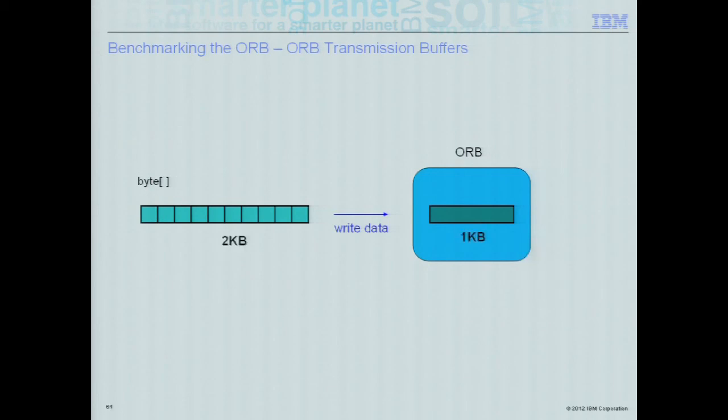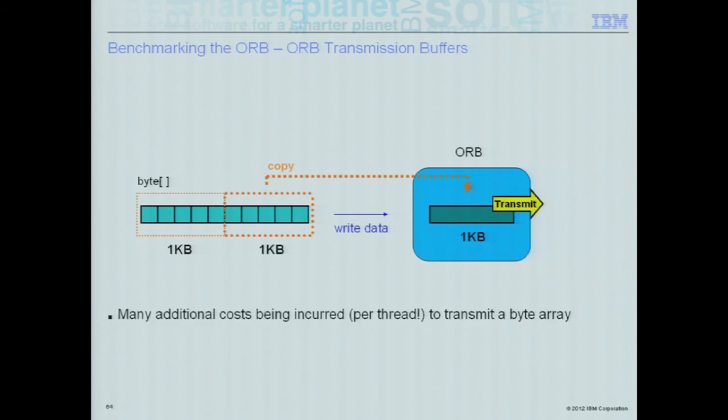I've actually drawn this kind of to scale, because the internal orb buffer is 1 kilobyte, and let's say we're sending a 2 kilobyte byte array down the pipe. You can see the problem, right? We end up having to take that byte array and split it conceptually into two 1 kilobyte chunks, and then basically we pick this thing up and copy it into some internal transmission buffer that we then go and transmit.